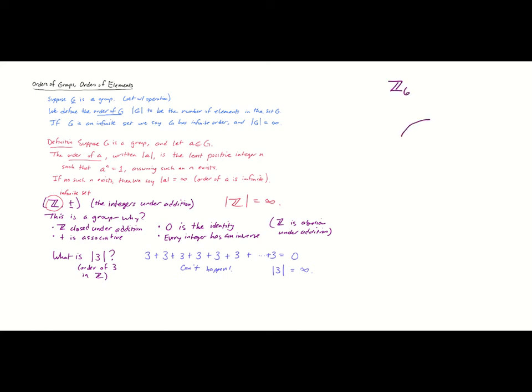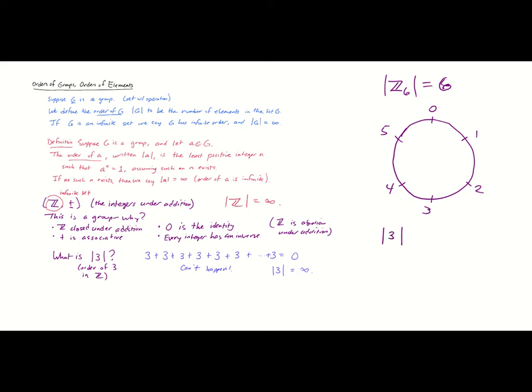So Zmod 6 has a similar concept to Zmod 5, except this time I'm working on a clock face with 6 stopping points: 0, 1, 2, 3, 4, 5. Okay, so that's a group. Its order is 6 because there are 6 group elements. So now the question that we might ask is, what's the order of 3?